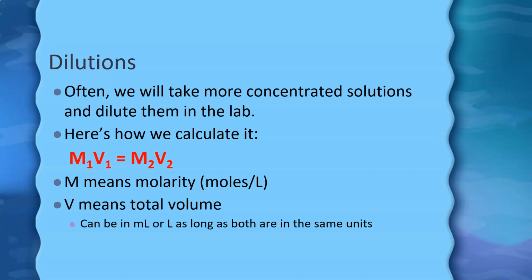So the molarity times the volume that I start with gives me a number of millimoles I start with. And it has to be equal to the number of millimoles that I have at the end, the molarity times the volume at the end. So our M is our molarity, our V is our volume, and that is going to be our total volume at the end, and our total volume that we measure out to begin with. And that volume can be in milliliters or liters. You just have to be consistent.